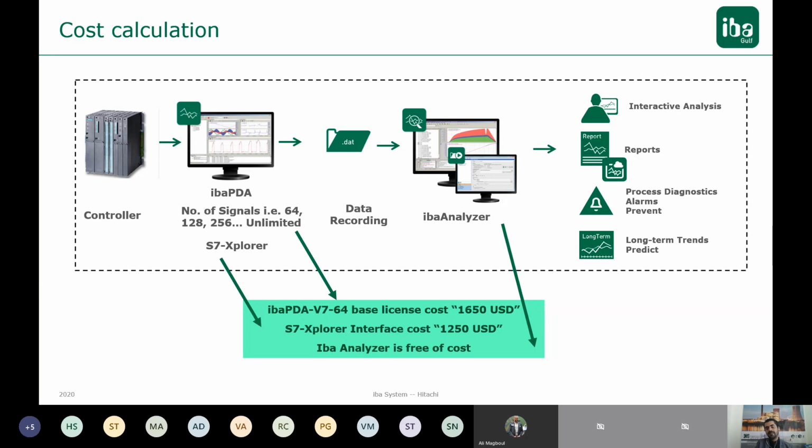One of our customers, a steel plant in Abu Dhabi, started with 256 signals initially, and now they are recording more than 15,000 signals with one single EBA PDA. So just imagine, they keep on adding up. They saw the usefulness of the system. They keep on adding signals, and now the number of signal licenses they have is unlimited, but the total number they are recording is 15,000.